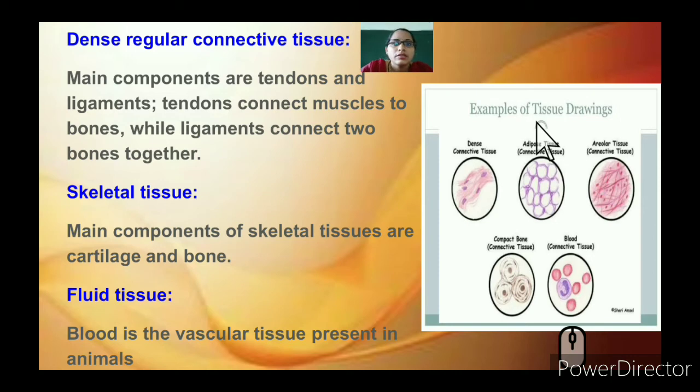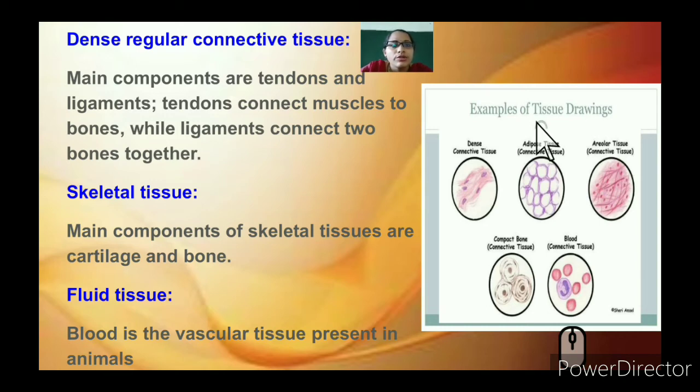So the next type is dense regular connective tissue. As we have seen before, we have understood what a tendon and a ligament are. The main components of tendons and ligaments: tendons connect muscles to bones, and ligaments connect two bones together. Hence this dense regular connective tissue is present in the tendons and the ligaments.